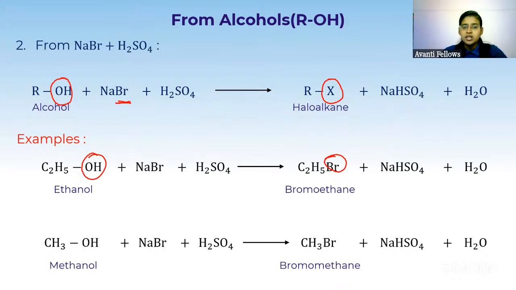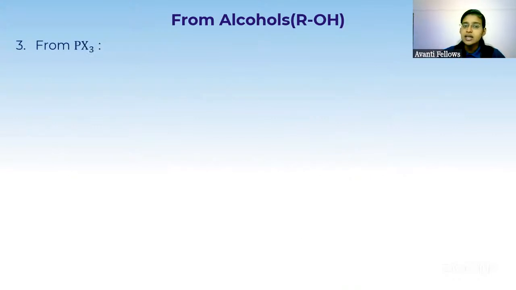Bromomethane is formed. So what is happening here? The OH is getting replaced by bromine. Okay. So we are getting the haloalkane from this reagent. Got it? Now the third method of preparation from alcohol is using PX3, where X is the halogen.